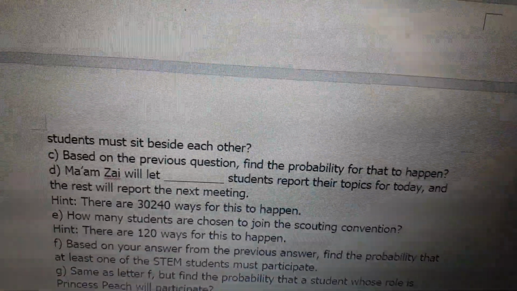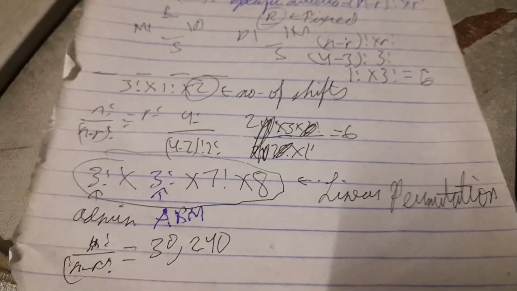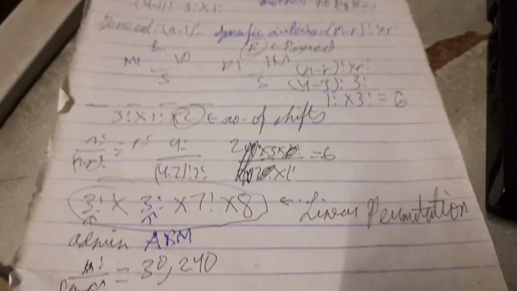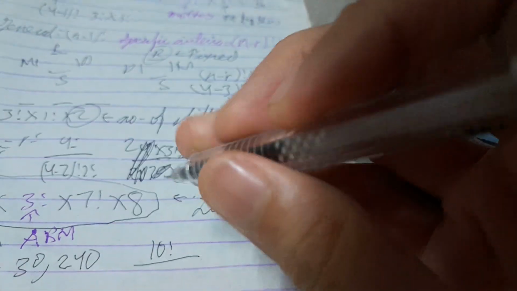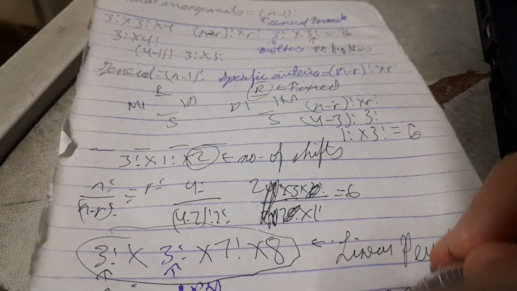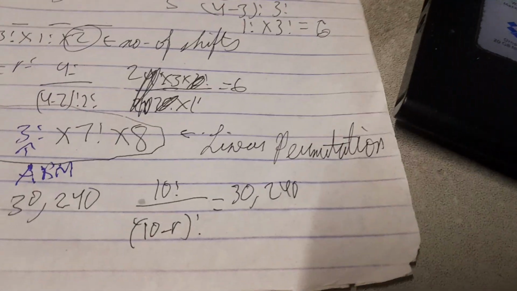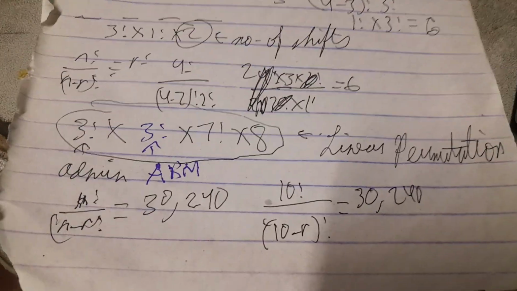And diba remember, sabi ko, hint, there are 30,240 ways for this to happen. And the answer is this one. 30,240 ways. Pero, diba remember, there are 10 students here. So, in this class, there are 10 students. 10 students, that's 10 factorial. Then, we have 10 minus r factorial, which is equivalent to 30,240 ways. Now, so this is what we're gonna do. Kailangan natin i-solve for letter r.